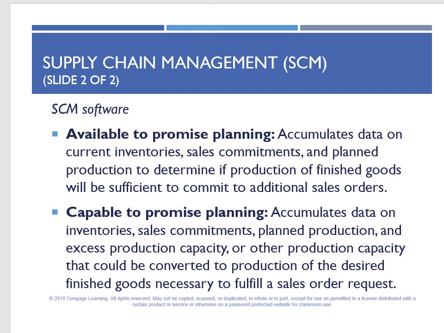Now, what is available is everything that we have. And how do we know all of that? By gathering data from all kinds of sources, from sales commitments, from inventories, from plant production, and so on.